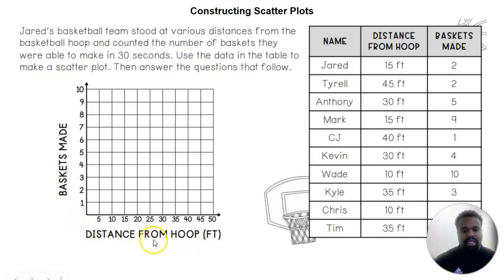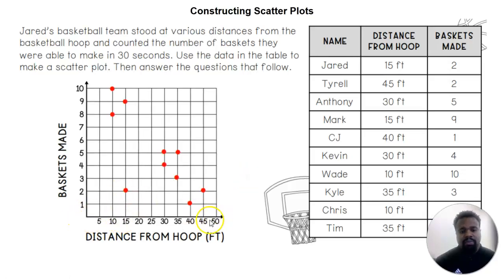So look at your x-axis, distance from your hoop. The distance from your hoop, that's going to be your x. The baskets made, that's your y-axis. So this is x, this is y. Think about it as an ordered pair. So we have 15 and 2, 45 and 2, 30 and 5, and so forth. You just plot each one as you would an ordered pair, and now you have your scatter plot.